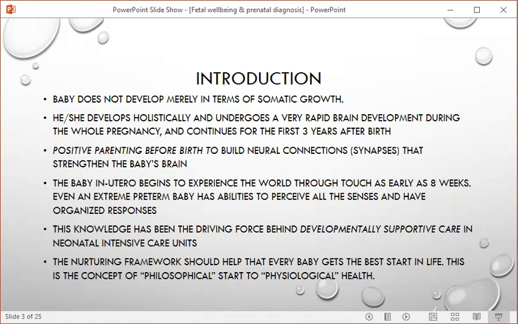of gestational age. Even an extremely preterm baby has this ability to perceive all the senses and have organized responses. This knowledge has driven the development of supportive care in neonatal intensive care units. This nurturing framework should help every baby get the best start in life. This is the concept of philosophical start to physiological health.